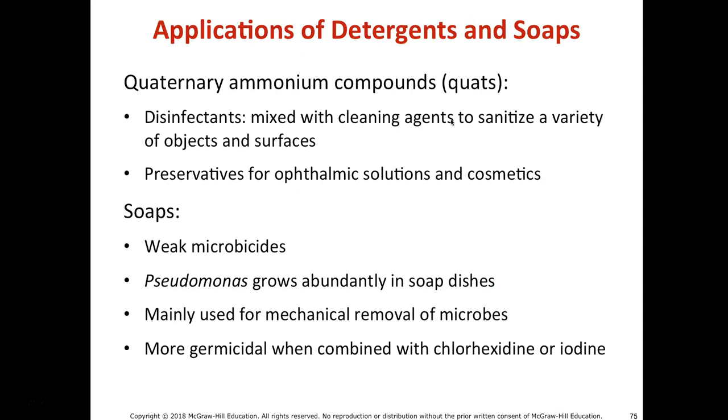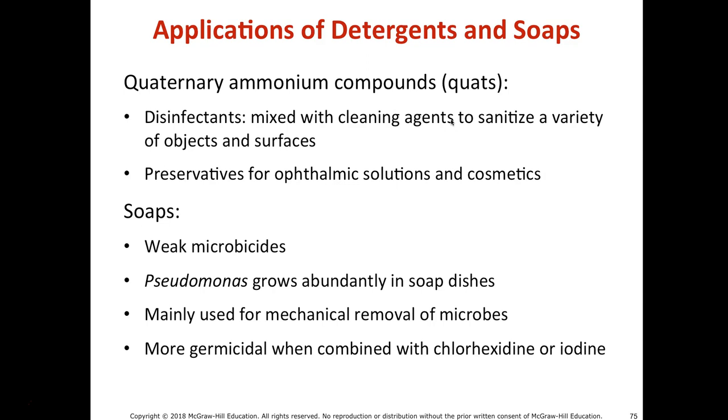So the ones that are used quite a bit are quaternary ammonium compounds, or they're also nicknamed quats. They could serve as disinfectants when we mix them with a cleaning agent to sanitize a variety of objects and surfaces, cleaning restaurant eating utensils, food processing equipment, dairy equipment, and clothing. Or we can even use them when we mix them with cleaning agents to disinfect and sanitize floors, furniture, equipment surfaces, and also restrooms. We do have preservatives for ophthalmic solutions and also cosmetics too.